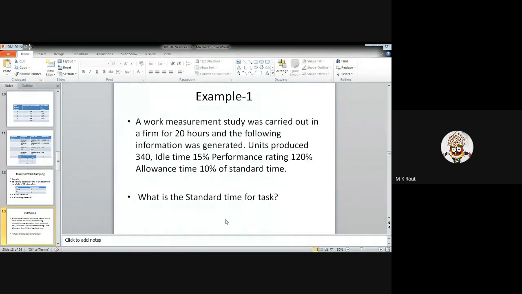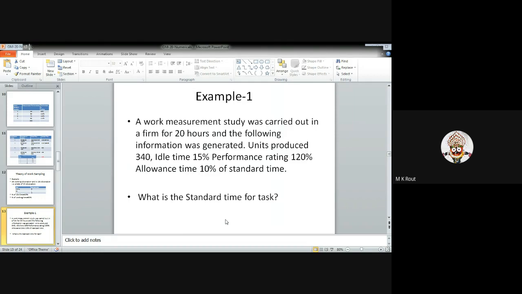Moving to the next one, try to note down these examples. I repeat, this is a different type of numerical. Previously, we used the formulation starting from step number 7 in calculating the percentage of workings. Then in step number 8, we go for calculating the normal time.